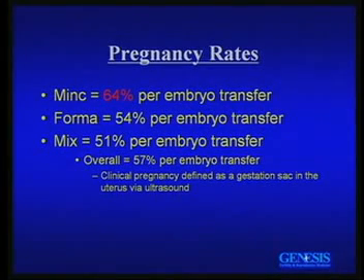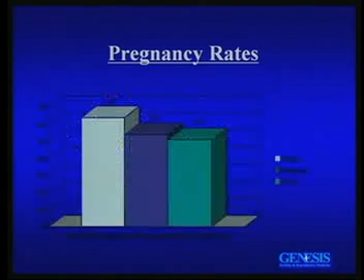The pregnancy rate for the MINC solely incubated was 64% per embryo transfer. The Forma was 54%, and then when we had a mix of embryos from both types of incubators, it was 57% per transfer overall, and those are all clinical pregnancies with the gestational sac. So here's the MINC, here's the Forma, and then here's the mix.